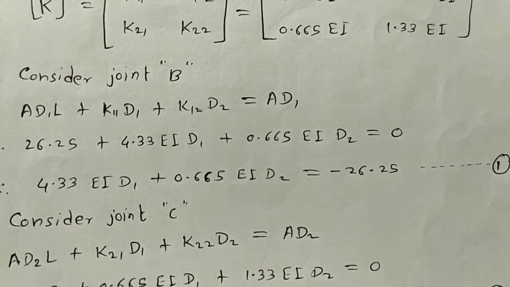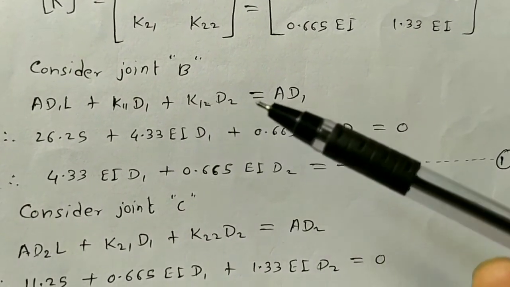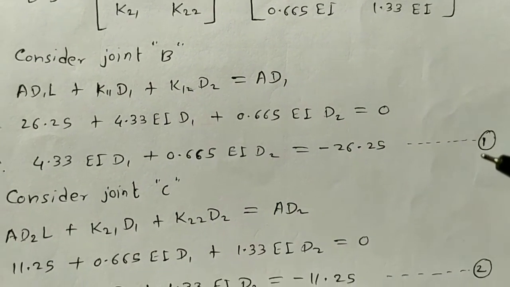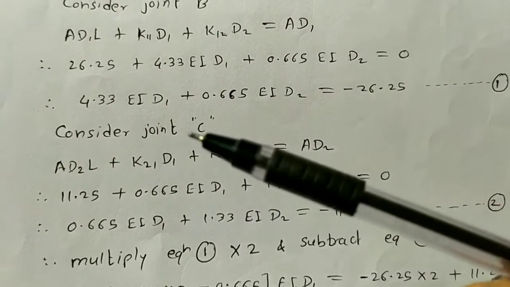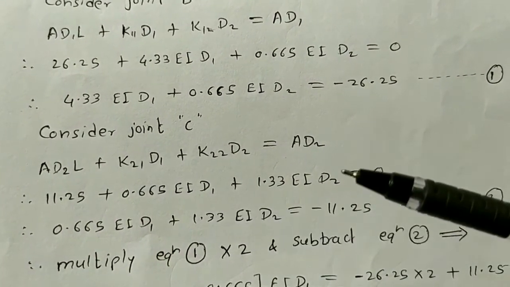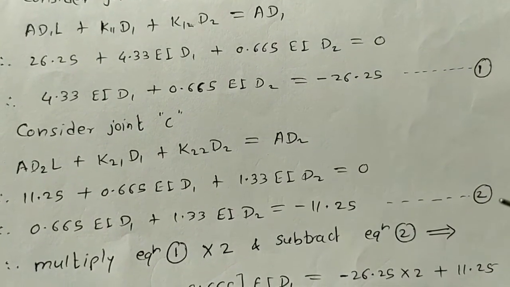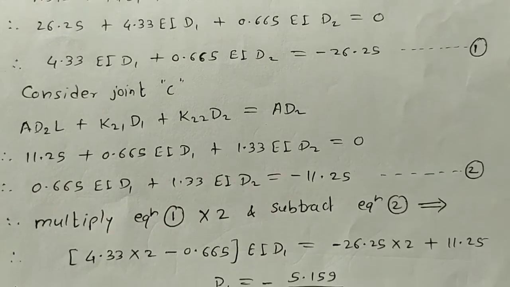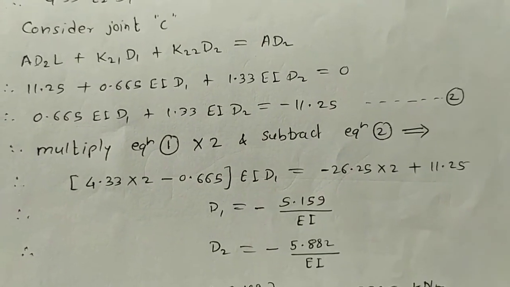At joint B, write this equation. Just put the values. We are getting equation 1. Again, the second unknown is joint C. This is the equation for joint C. Put the values into this equation. You will get the second equation. Solve equations 1 and 2 simultaneously. You will get D1 and D2.